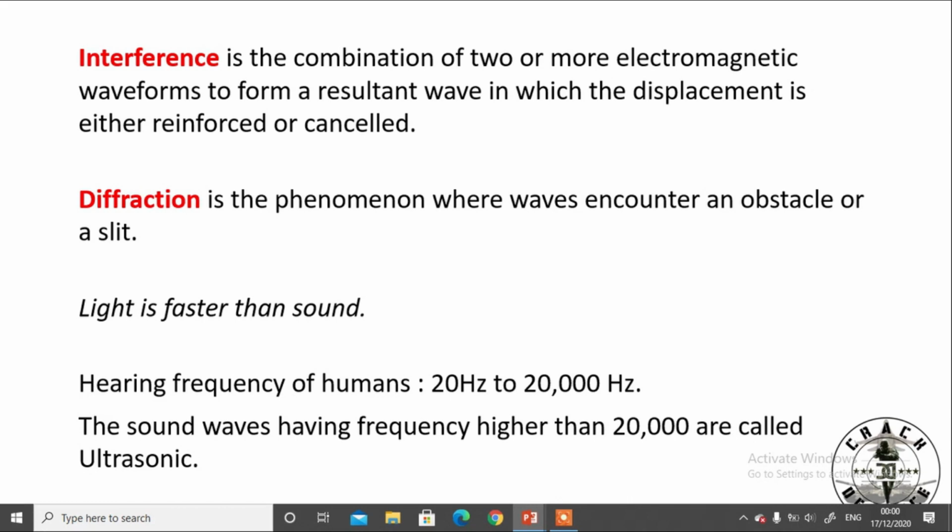We simply need to note here that light is faster than sound. And the hearing frequency of humans, that's a simple fact, is somewhere around 20 Hz to 20,000 Hz. The sound waves having frequency higher than 20,000 Hz, which we cannot hear, are known as ultrasonic waves.